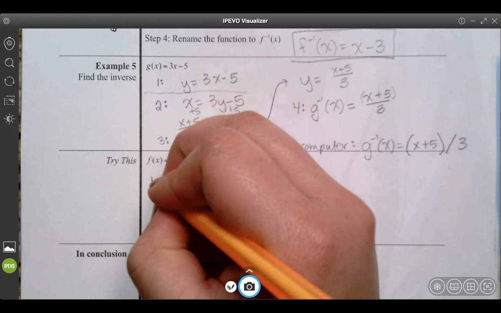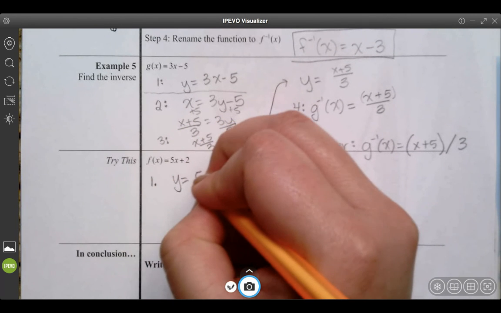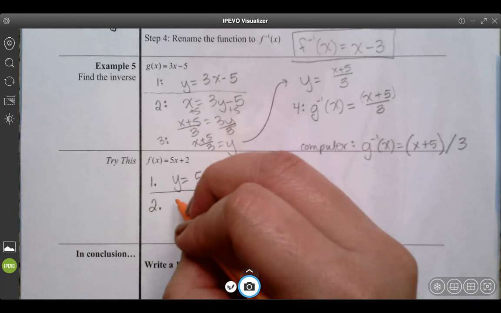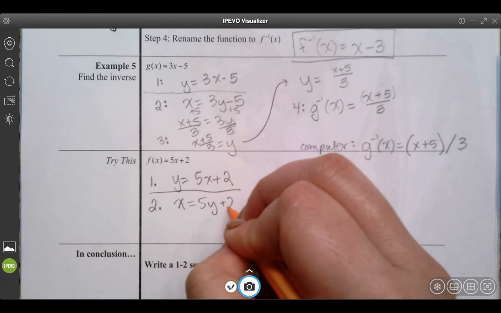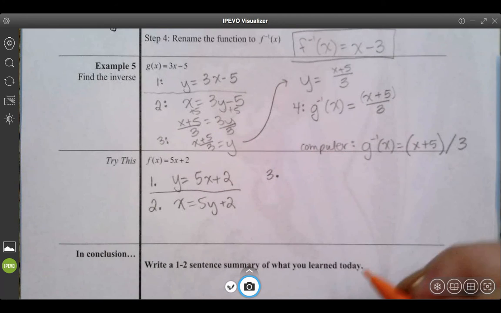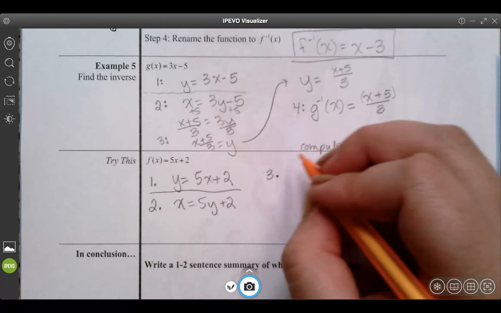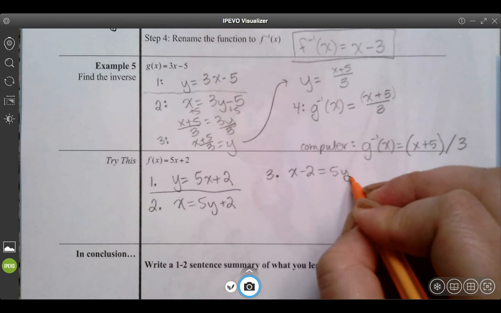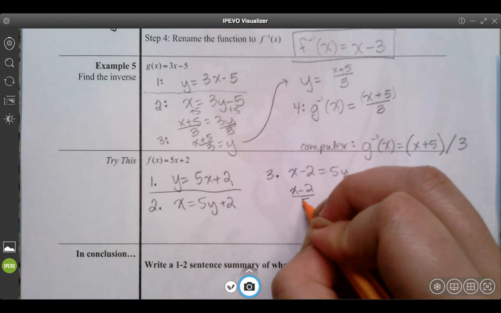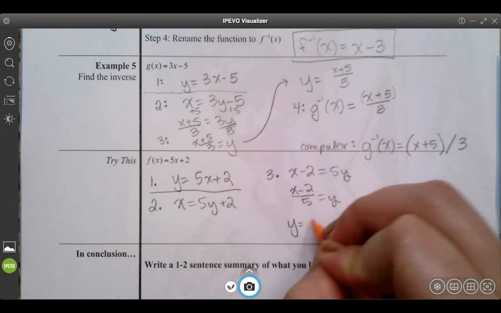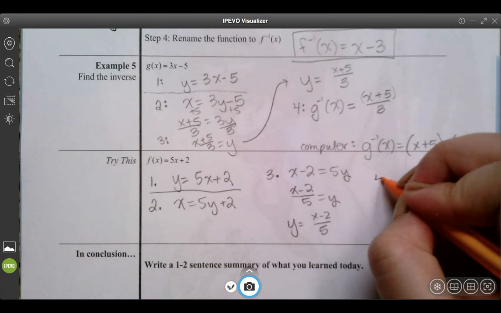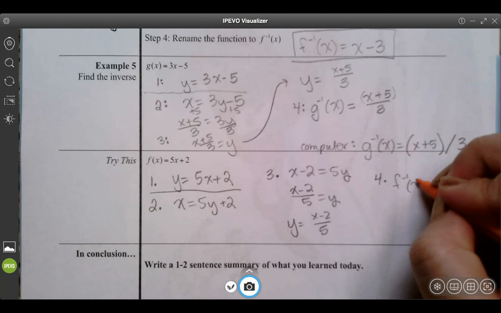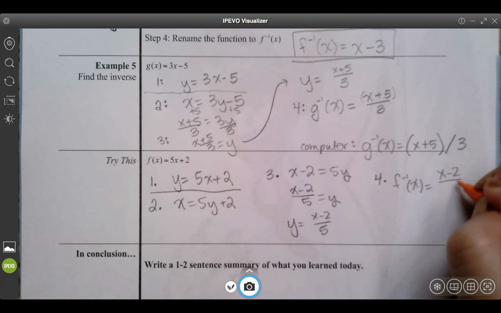All right, so step 1, rename f of x, y equals 5x plus 2. Step 2, switch x and y, x equals 5y plus 2. Step 3, solve for y. So minus 2, x minus 2 equals 5y. Divide by 5, x minus 2 over 5 equals y, or y equals x minus 2 over 5. And finally, step 4, rename it. This is f, so I rename it f inverse of x equals x minus 2 over 5.